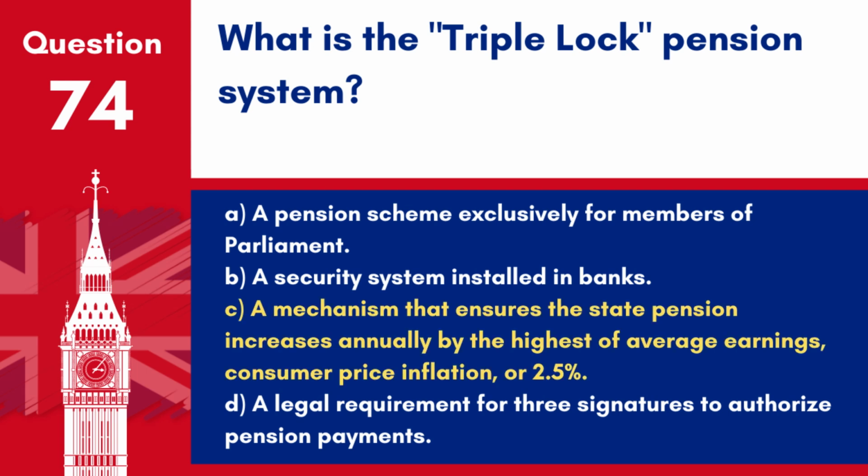Answer C. A mechanism that ensures the state pension increases annually by the highest of average earnings, consumer price inflation, or 5%. The triple lock system is designed to protect the real value of state pensions in the UK.